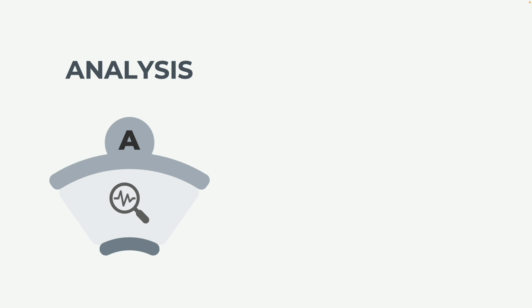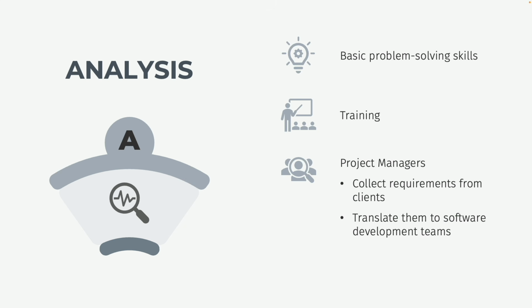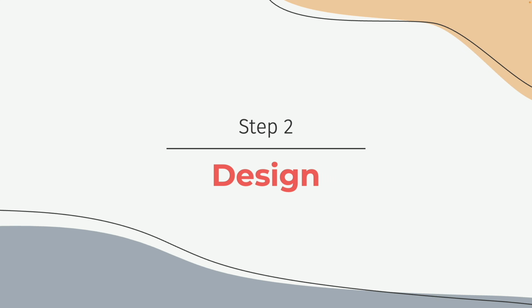During your annual learning needs analysis, you discover that several people lack some basic problem-solving skills. The people have indicated that they would like to attend a training, and you happen to agree. Our analysis should tell us more about the learners. In this case, people are mainly project managers who split their time between collecting requirements from clients and then translating them to the software development teams. They're tech-savvy and like to try new things. And that means we are ready for step 2, the design stage.